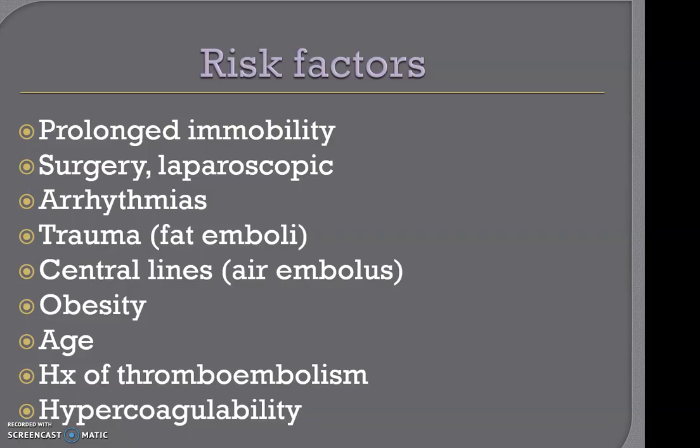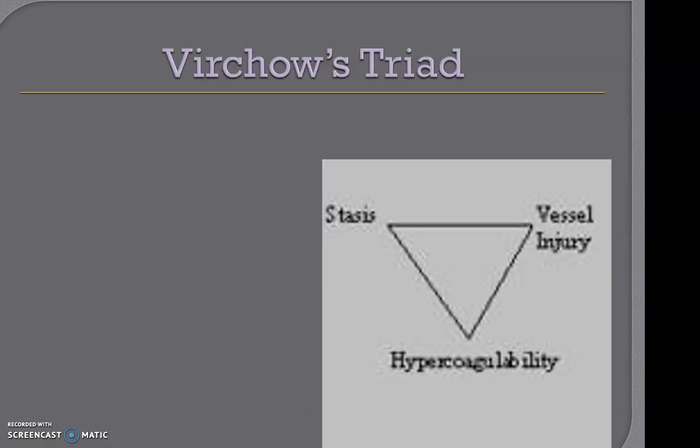What are our risk factors? Anything that's a risk factor for a DVT puts you at risk for a PE. Prolonged immobility, surgery, especially laparoscopic, arrhythmias, trauma, central lines, obesity, age, a history of previous embolism, a state of hypercoagulability. Some people have blood disorders where their blood clots very readily. You learned about Virchow's triad when you learned about DVT. The three components that make you susceptible to DVT are venous stasis, vessel injury, and hypercoagulability.